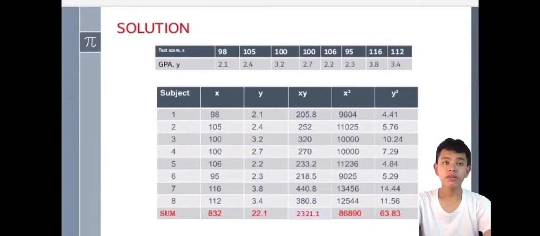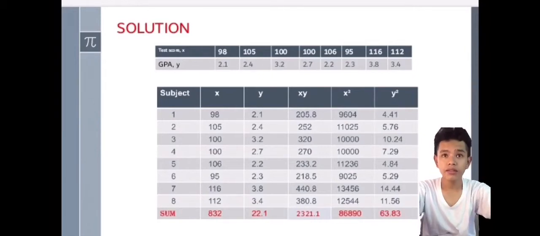Sa x, meron tayong sa subject 1, meron tayong 98 sa x, and sa y is 2.1. So, i-multiply natin: 98 times 2.1 equals 205.8. So, number 2, ang x natin 105, tapos times 2.4 equals 252. So, ganyan yan, hanggang sa baba. Okay, so may 100 times 3.2 equals 320, 100 times 2.7, 272, and so on and so forth.